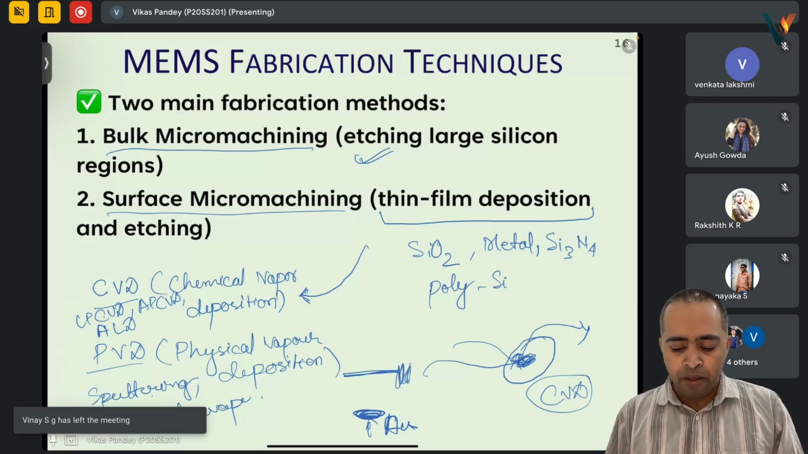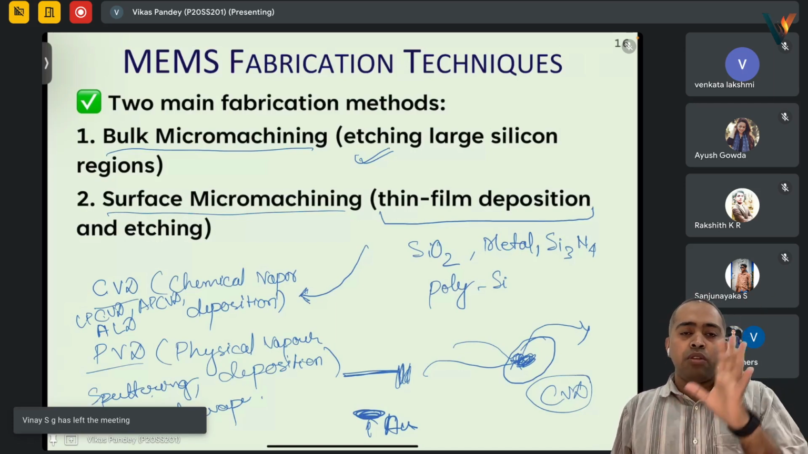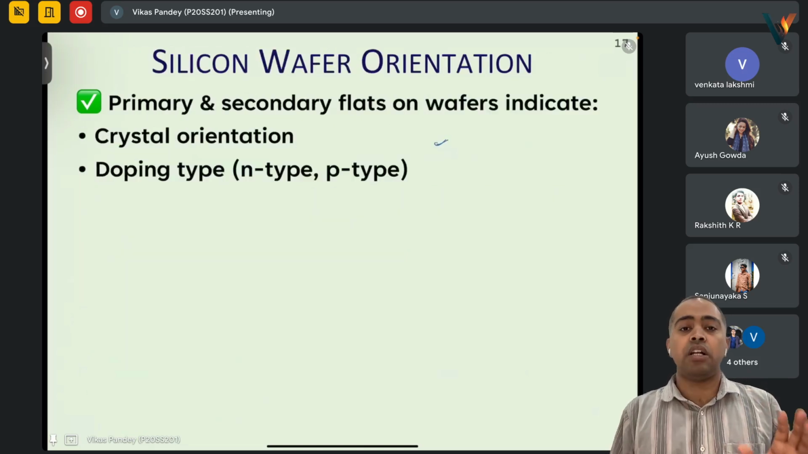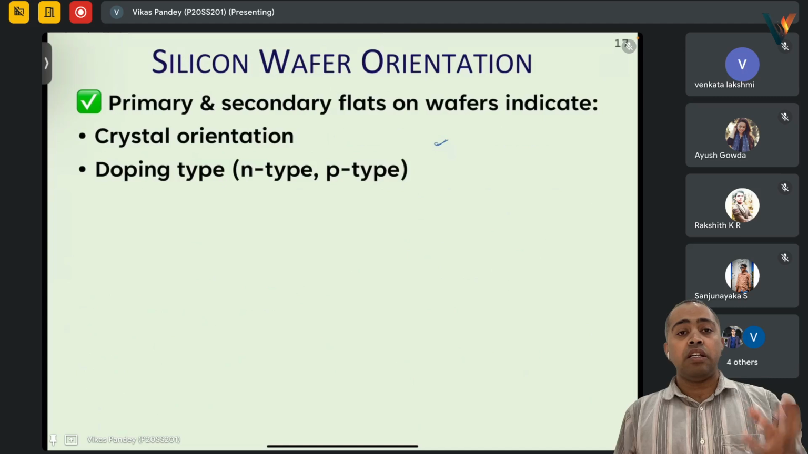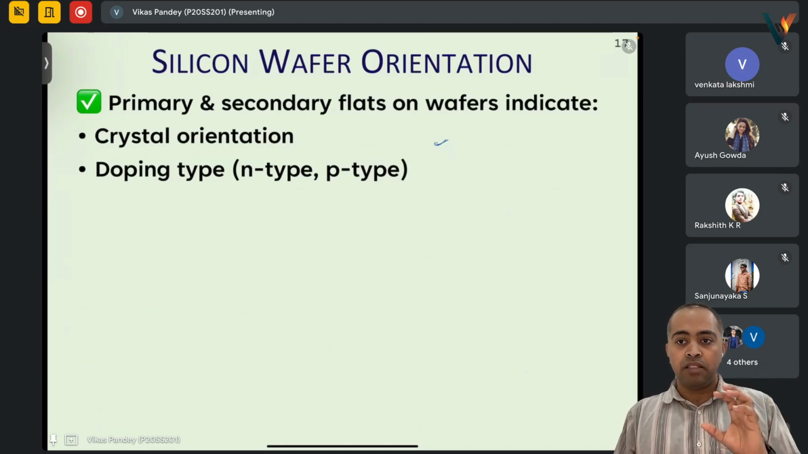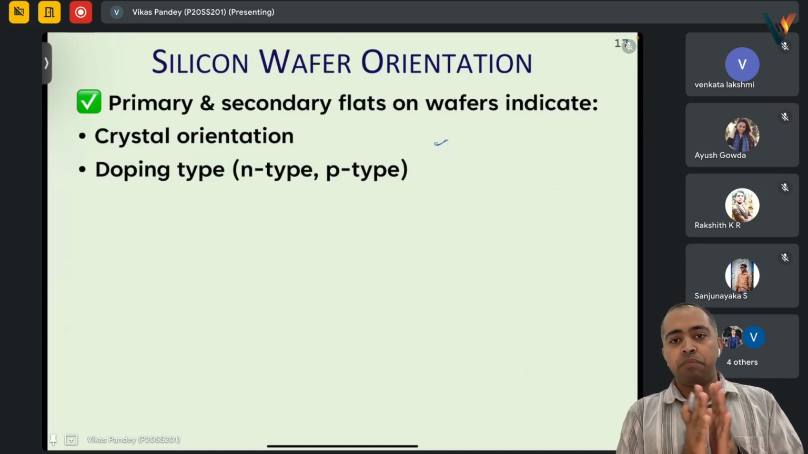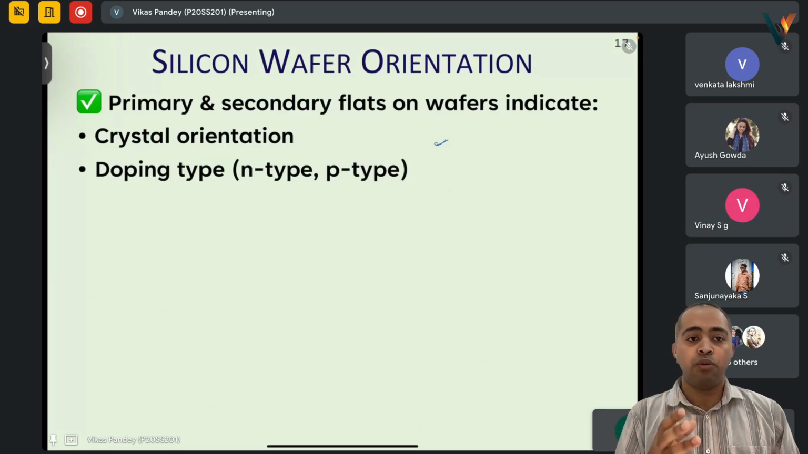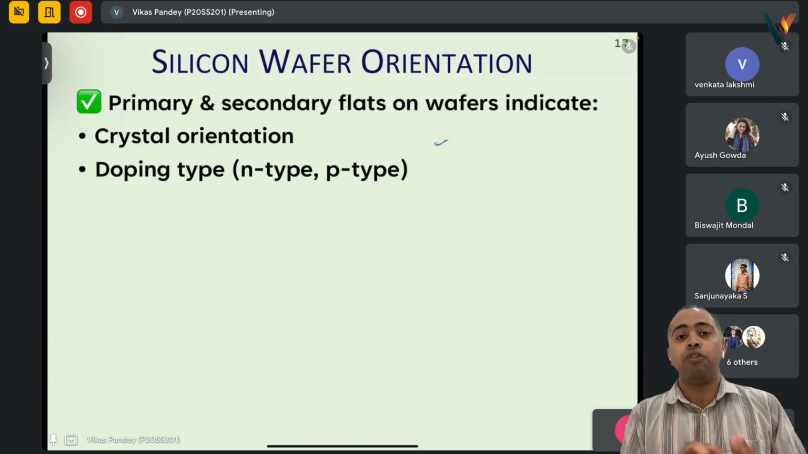Okay, so now let's come to the practical point of view, how we start. We have seen these techniques. Now let's see how practically these things are done. Some methods we will see practically, how they are done. To start with, first we will see how we select a wafer, how a wafer looks.